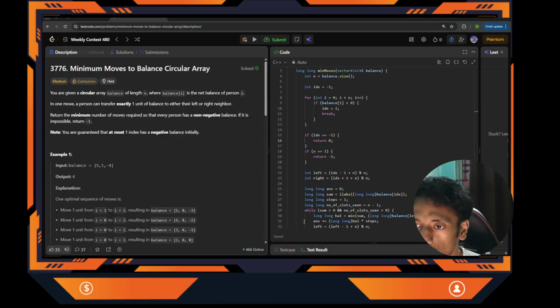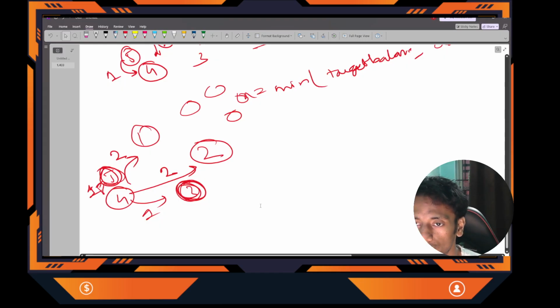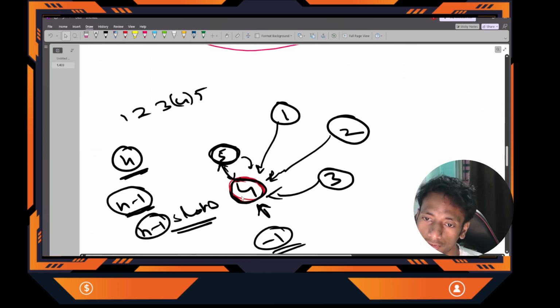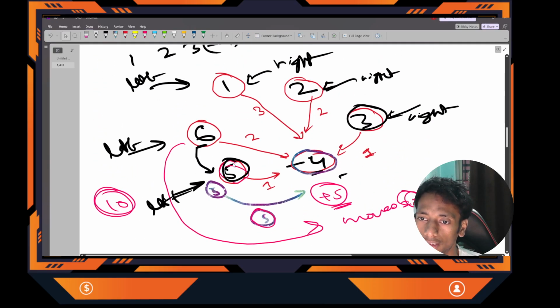So I hope this is clear. Now go to the code, then it will be easier to understand. So try to visualize this flow, then it will be easier to understand this situation. Okay, the distance here from this person will be 1, and this person also will be 1.